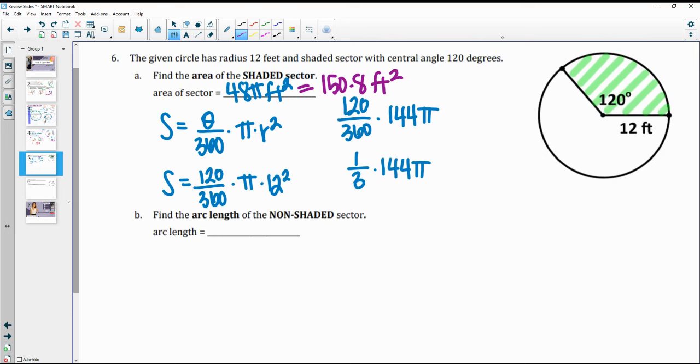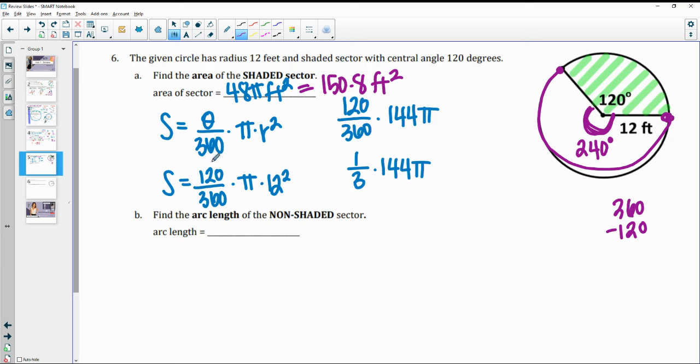Then we want the measure of the arc that is not highlighted. So we want this arc. So we're going to want this central angle here. So we'd have 360 minus 120, and that's 240.